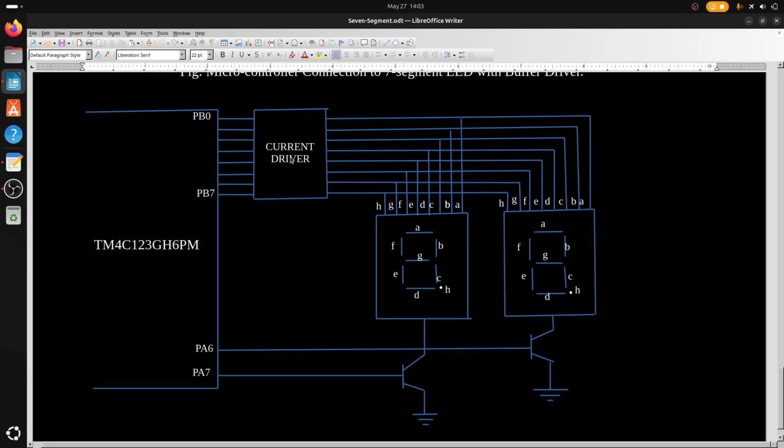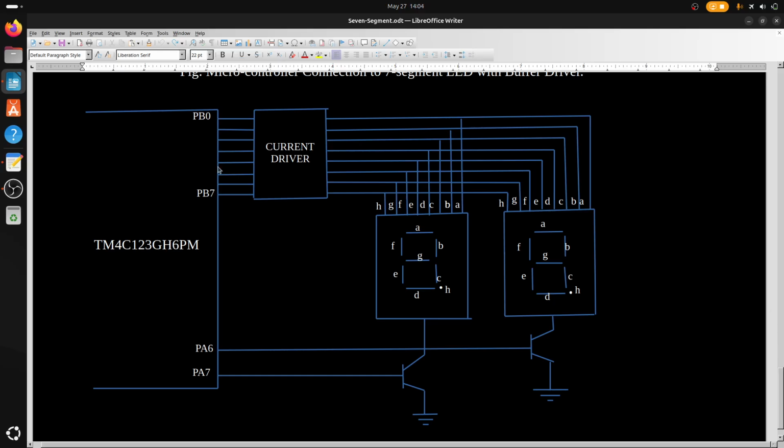Why does it say current driver? Because usually this one is an IC chip or transistor, and a transistor amplifies the currents. That means the currents become stronger. So if the currents supplied by the microcontroller become stronger here, then it can turn on the LED very easily, right? That's why.